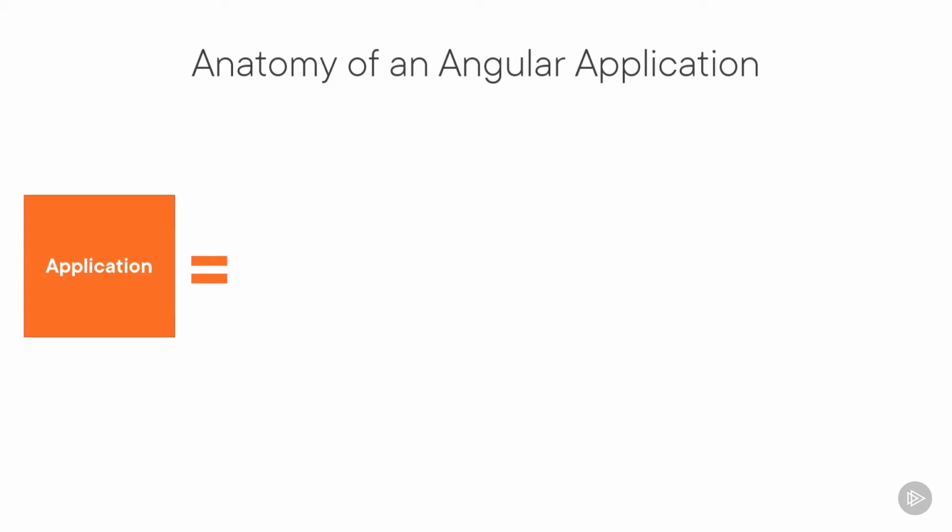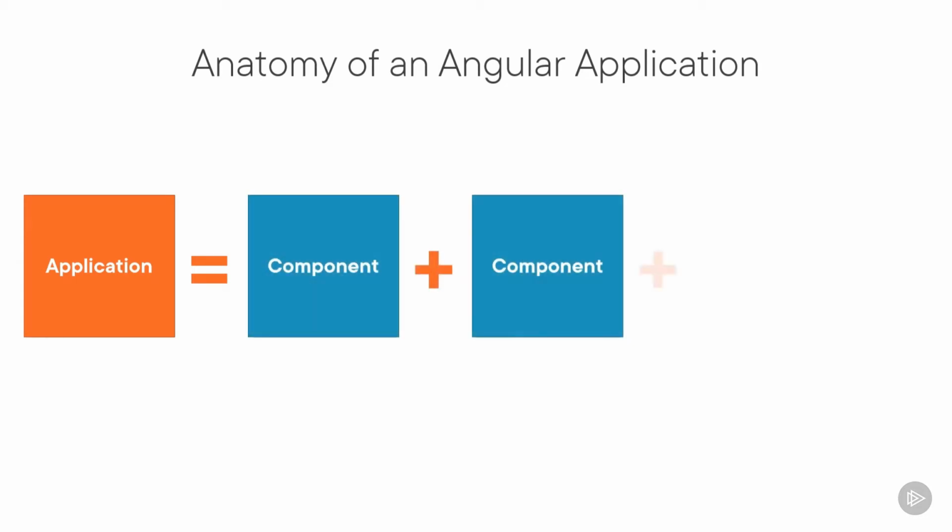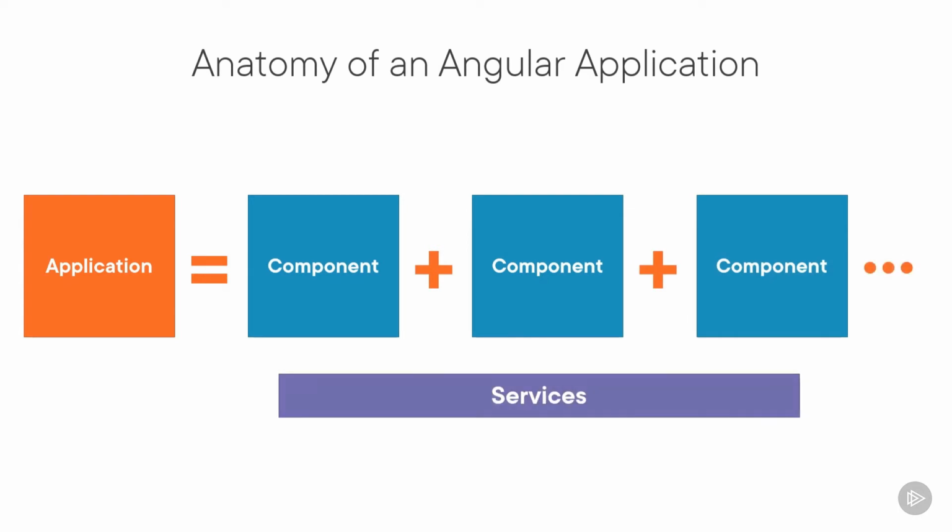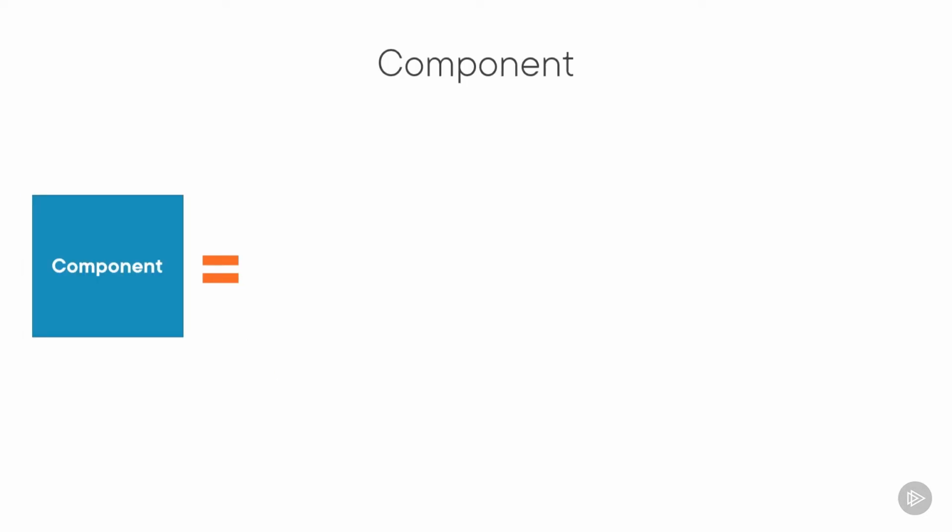In Angular, an application is comprised of a set of components and services that provide functionality across those components. Services such as accessing data from a backend server, performing text calculations, or standard logging or exception handling. So the next question is, what is an Angular component?